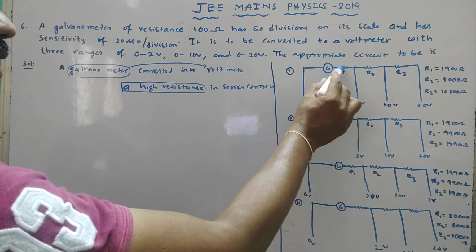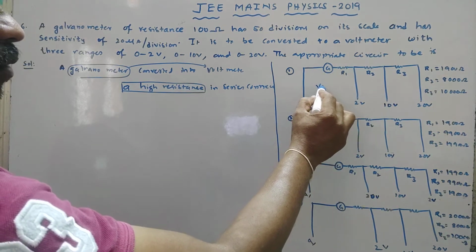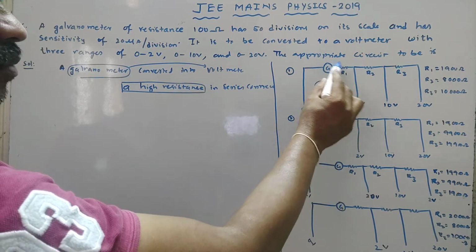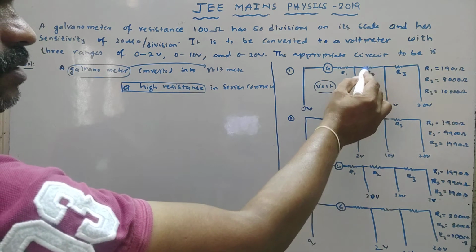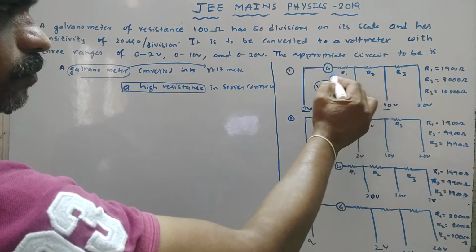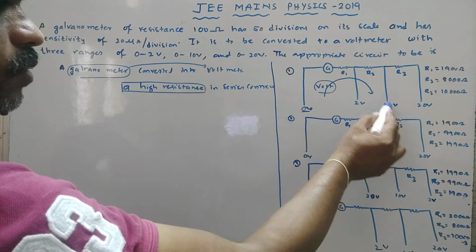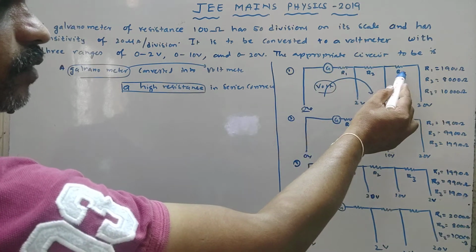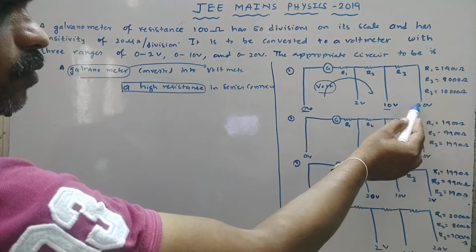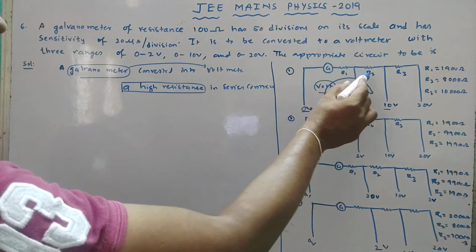So this is a galvanometer. We connect R1 resistance in series. Then the galvanometer is converted into a voltmeter in the range 0 to 2 volts. Then one more option, the galvanometer connected in series with resistance R2, then it is converted to a voltmeter with the range 0 to 10 volts. Then the galvanometer connected with R3 resistance in series is converted to a voltmeter within the range 0 to 20 volts. Like that, first we have to calculate R1, R2, R3.